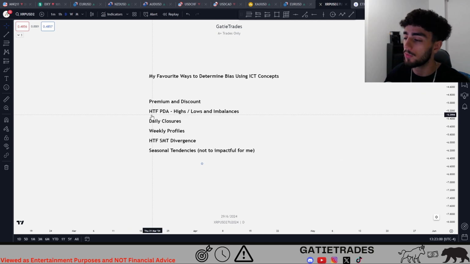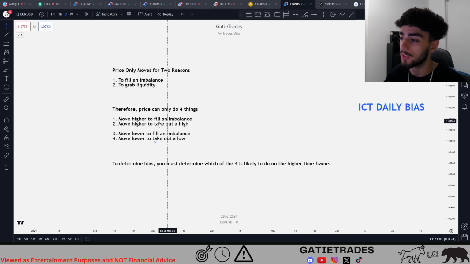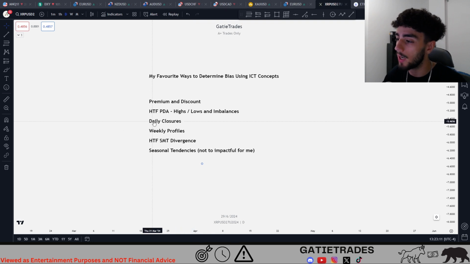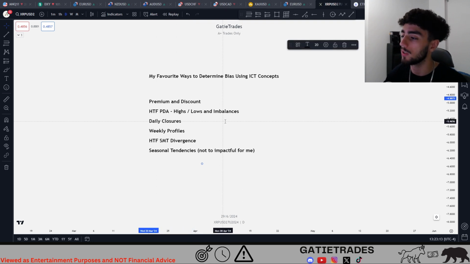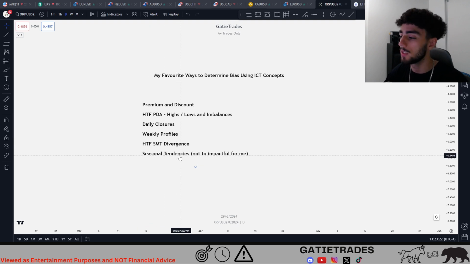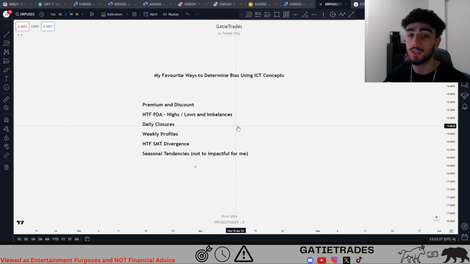The second thing is higher time frame PD arrays, or key levels. Mostly I just look at highs and lows and imbalances, as we discussed in the previous slide. Price can only do one of these four things, so obviously you want to be looking for highs and lows and imbalances. I look at daily closures, so this also kind of follows liquidity sweeps versus displacement on the higher time frame. I'll look at weekly profiles and also higher time frame SMT divergence. I also look at seasonal tendencies, but for me it's very soft. I'm more than comfortable trading against a seasonal tendency, but when I do see it in favor, then I know that's going to increase the probability of a specific trade playing out a little bit.